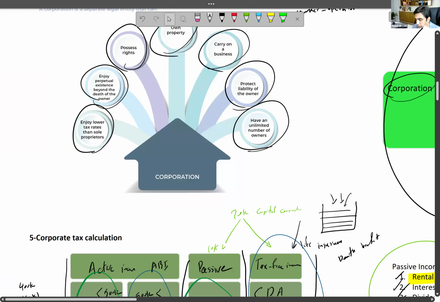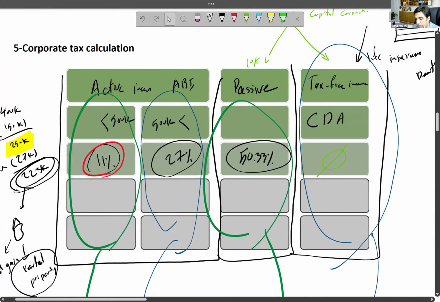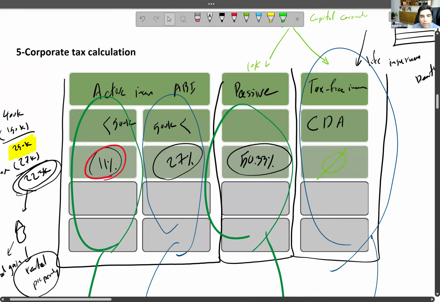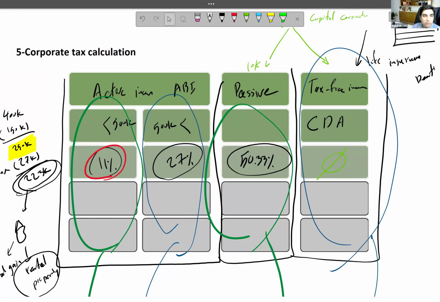Then we talked about the corporate tax. Unlike the individual tax, in corporations we technically have three different buckets. The first bucket is for the active income. We talked about how the first $500,000 of net income that we make is taxed at 11%. Then anything over that $500,000 is going to be taxed at 27%. In BC, it differs from province to province.